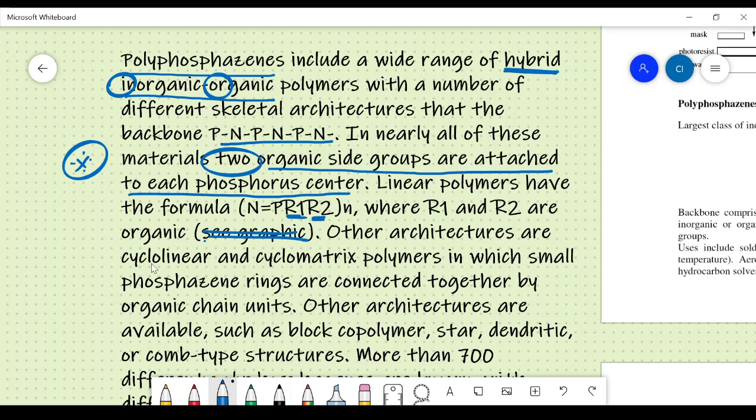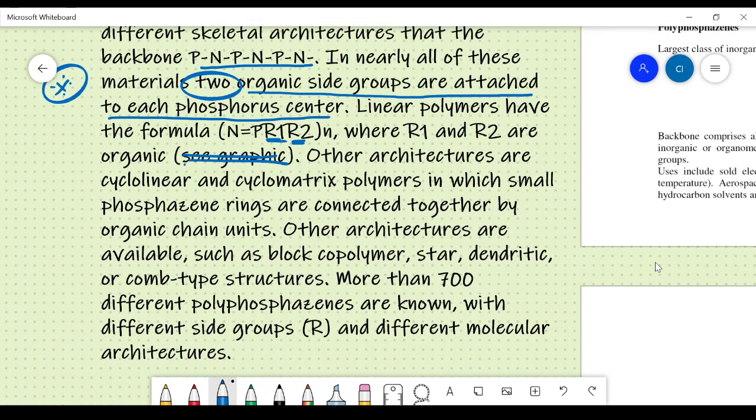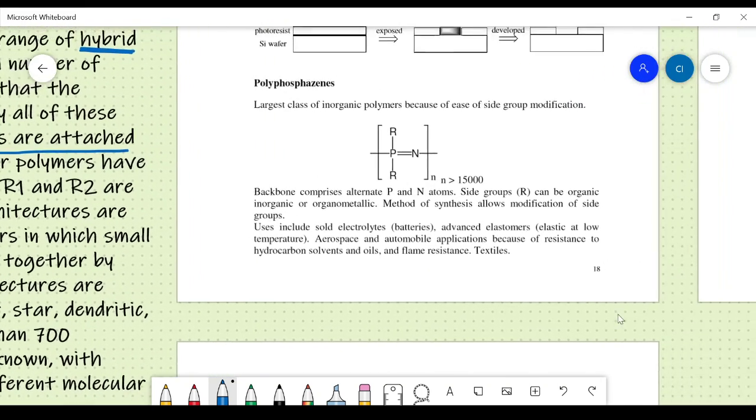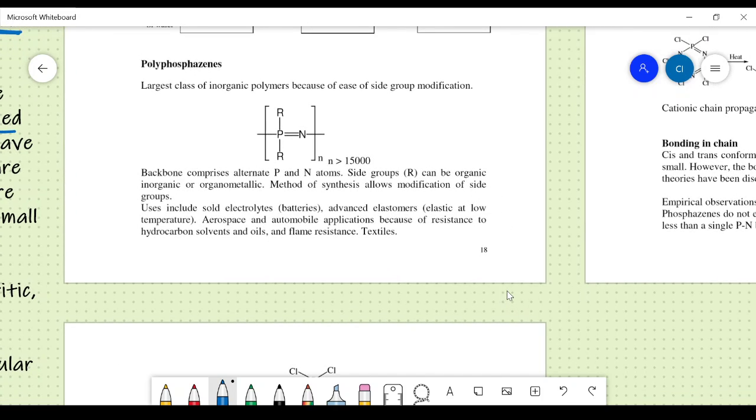Other architectures are cyclolinear and cyclomatrix polymers, in which small phosphazene rings are connected together by organic chain units, and they are available as block copolymer, star, dendrimer, or comb structures. We are not going into the details, but let's look at what this basic structure is. This is the structure there. It is the largest class of inorganic polymers because of the ease of side group modification. Here this is one organic group and this is another organic group, and here is the backbone of all the components.